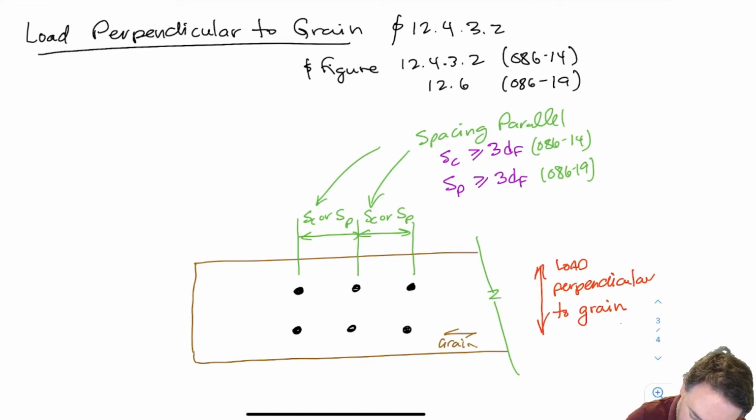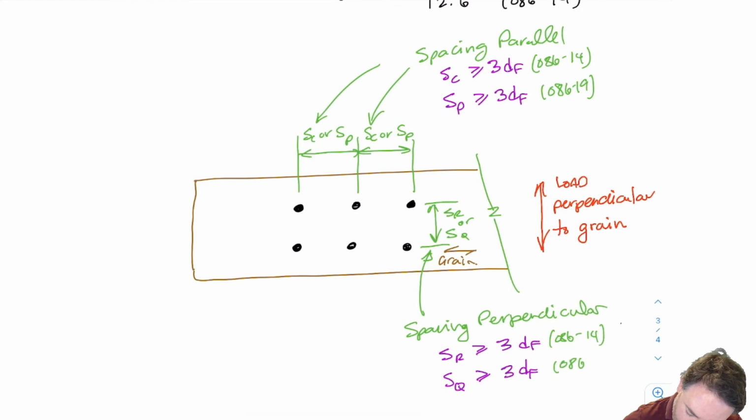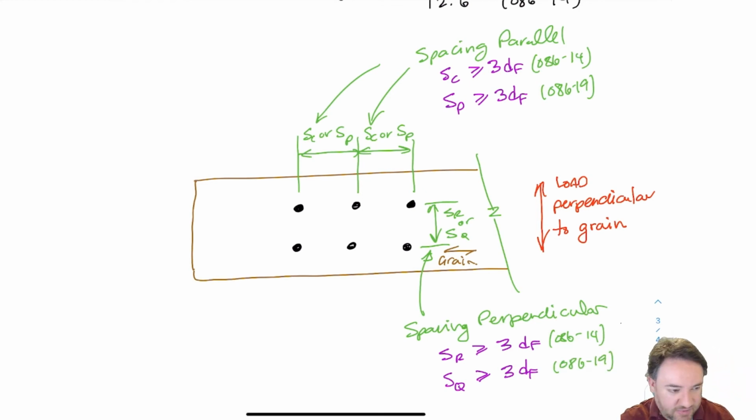Then we have our spacing perpendicular, which also happens to be 3df now. So for load perpendicular to grain, all of the spacing requirements between the bolts are 3df.